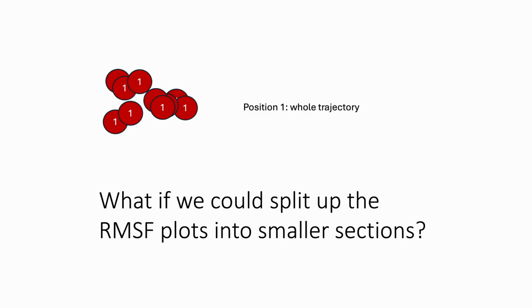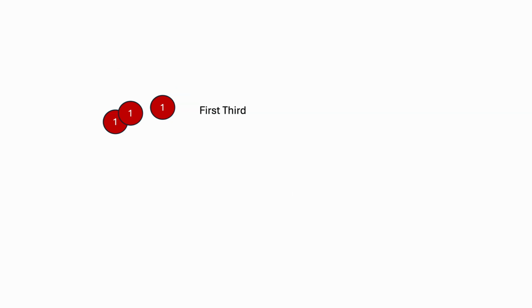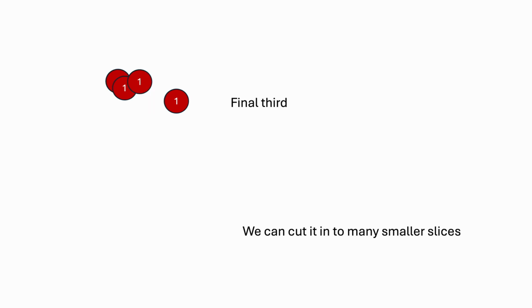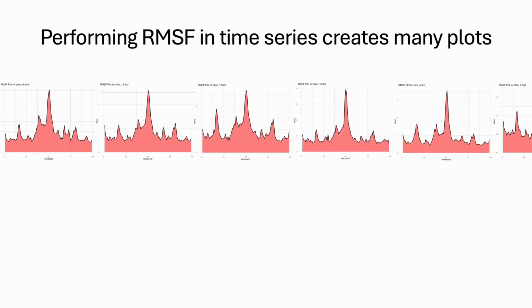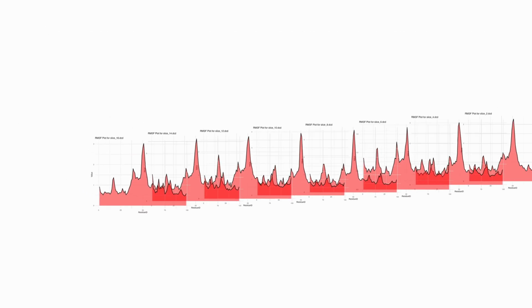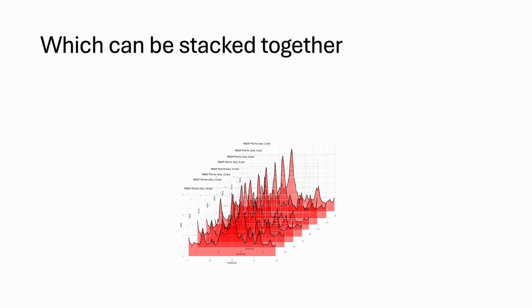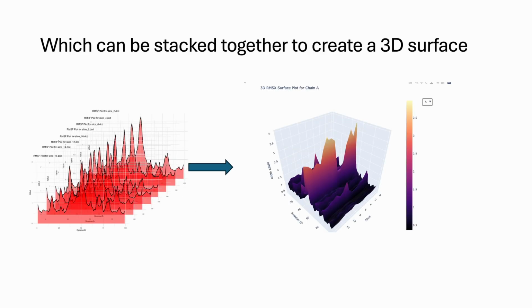We can just break our simulation into smaller pieces. For example, the first third, the middle third, or the final third. But we could also repeat this RMSF calculation over many, many slices. And if we do, we might end up with something that looks like this, with a surface. And the surface can be represented as a heat map.